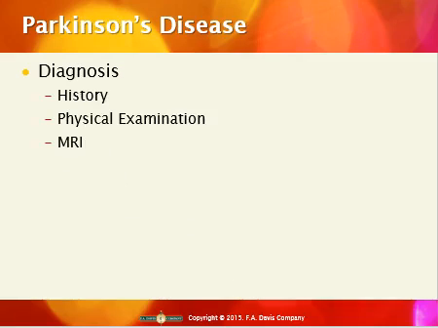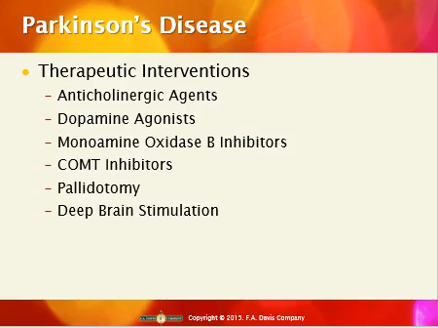Diagnosis of Parkinson's is usually done through history, physical examination, and an MRI. The MRI will be done to rule out any other causes. Therapeutic interventions, there's no cure. Treatment is aimed at controlling symptoms and maximizing function. Drugs are listed on table 40-12 on page 1162.